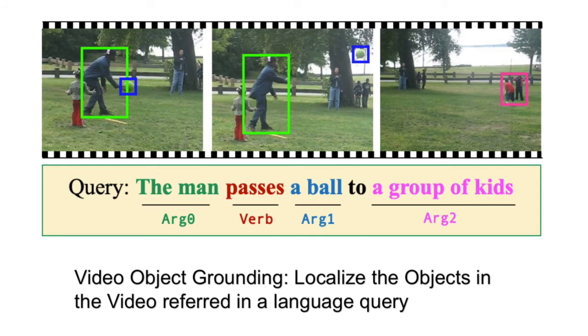In video object grounding, given a sentence and a video, we want to localize all the referred objects. In this example, we want to ground the man, the ball, and the group of kids participating in the passing verb.